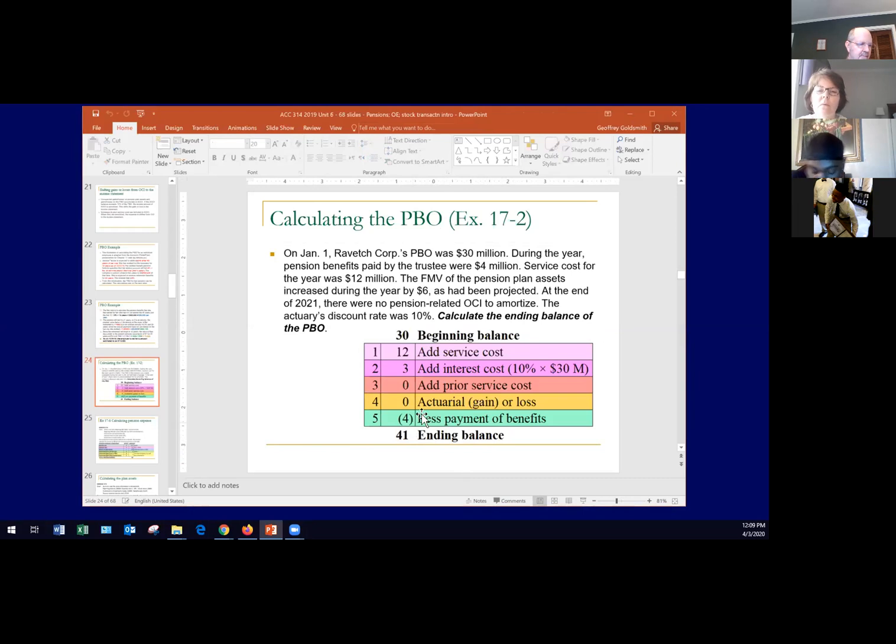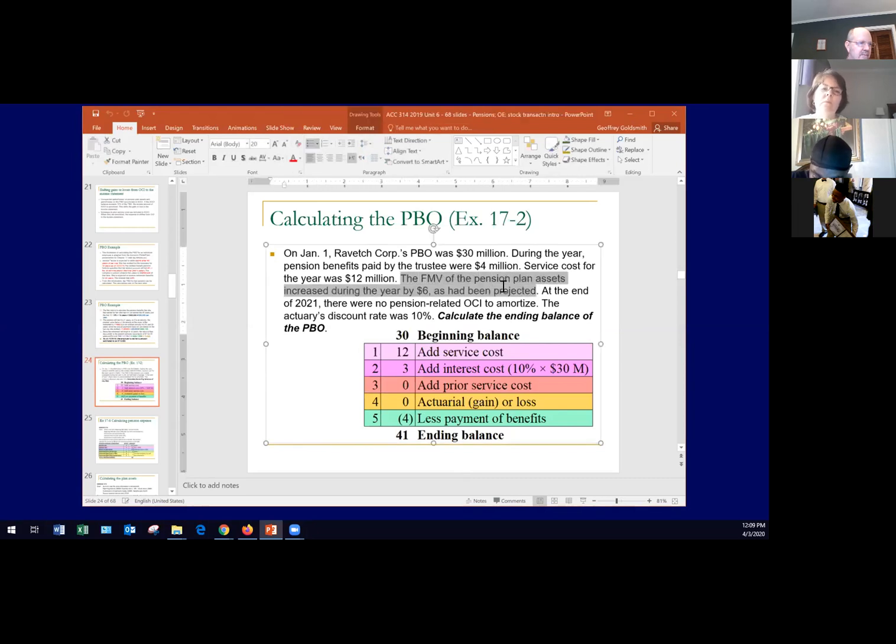So they paid benefits, that means they owe less. But this part right here about the pension plan assets, that is separate from how much they owe. Whatever amount you owe is different from whatever amount you've saved up to pay for it, if that makes sense.